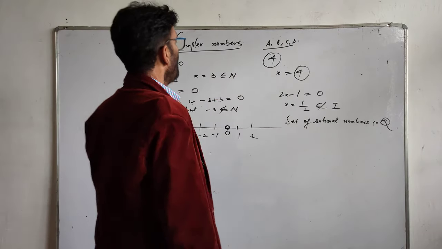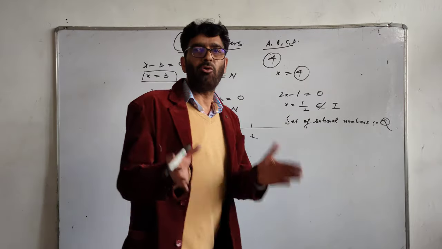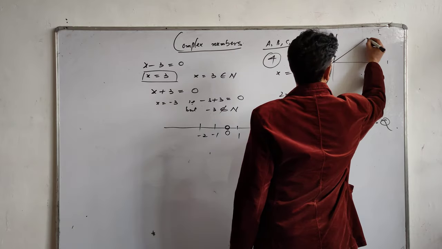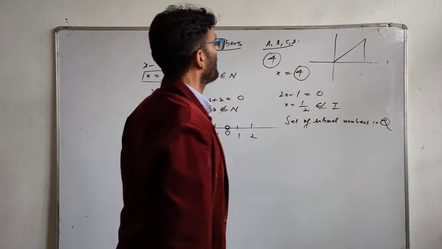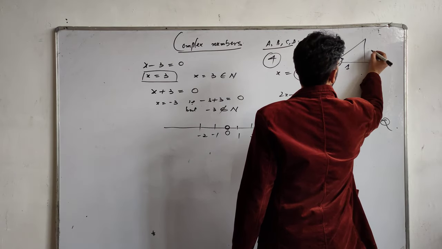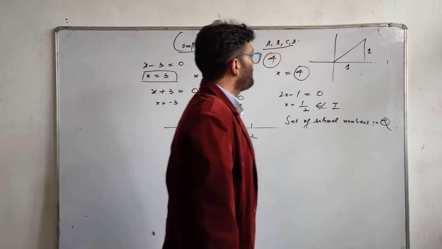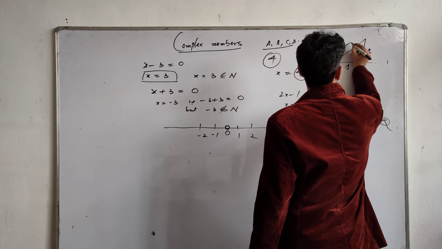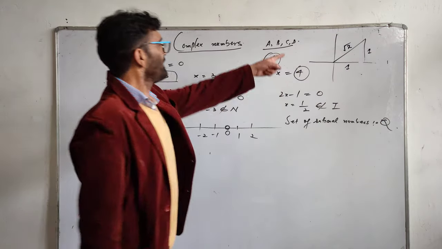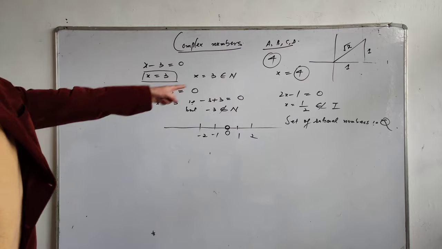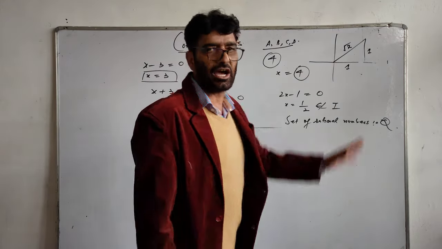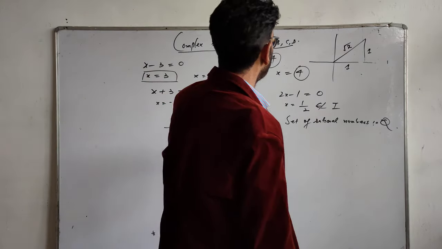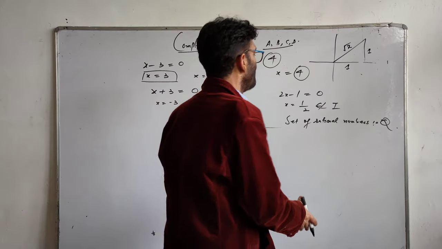Now, you might have heard about Pythagoras theorem in an earlier class. Let us have a right angle triangle whose base is 1 unit and perpendicular is 1 unit. Then, using Pythagoras theorem, the hypotenuse is nothing but root 2. But root 2 doesn't belong to the set of rational numbers. So, a new set of numbers was introduced, which is known as the set of irrationals, which was again a necessity.